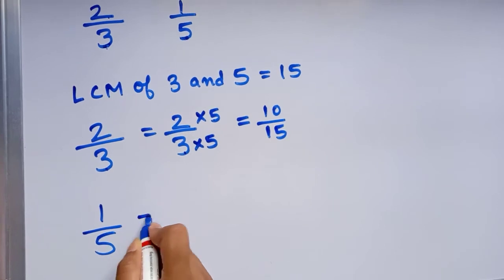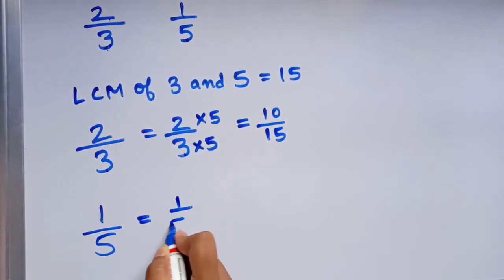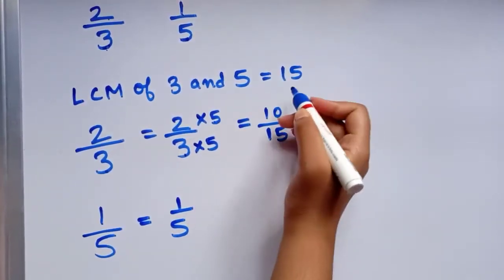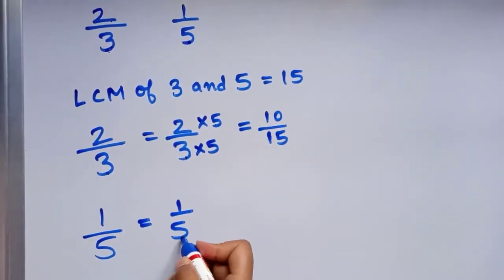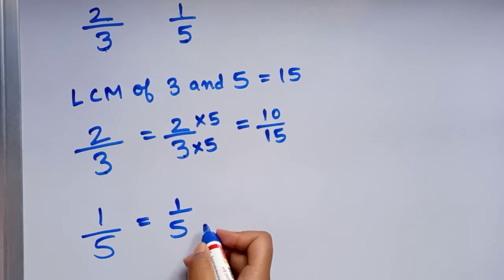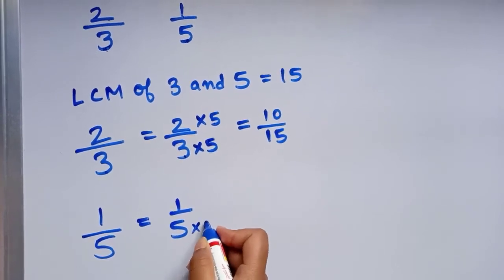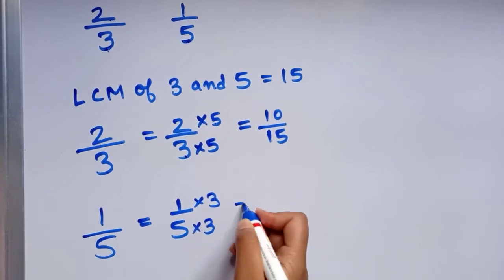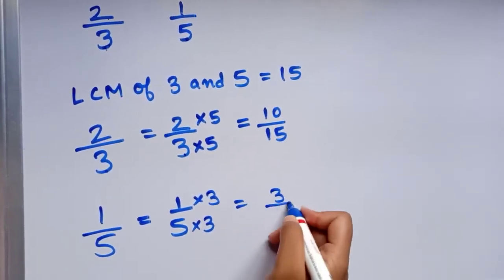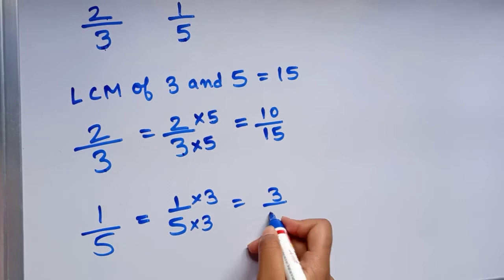Similarly over here, in place of this 5, you need to replace the LCM that you have got. The LCM is 15. So in place of 5, you need to write 15. So how will you do it? 5 3s are 15, right? So we'll multiply the numerator and denominator both by 3. 3 1s are 3 and 5 3s are 15.